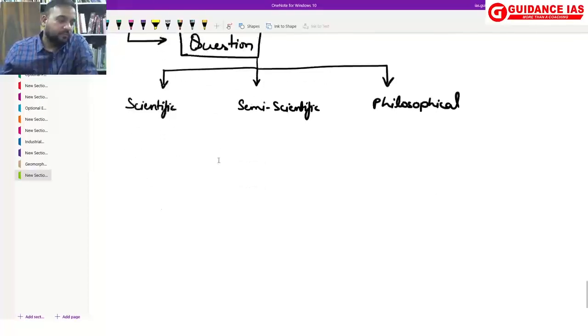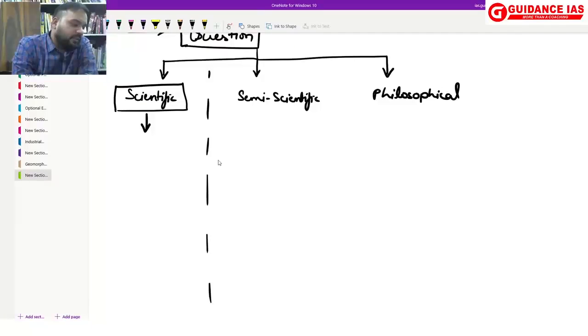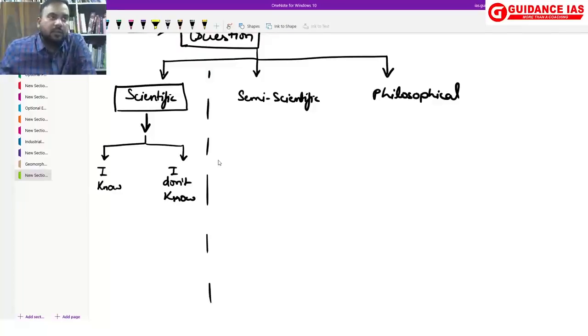Now, tell me, if I have to score in a scientific type of question, can I say in this case there would be only 2 options that I would have. I know the answer or I don't know. Yes or no? बताओ मुझे. There are only 2 options. Either you know it or you don't know it.